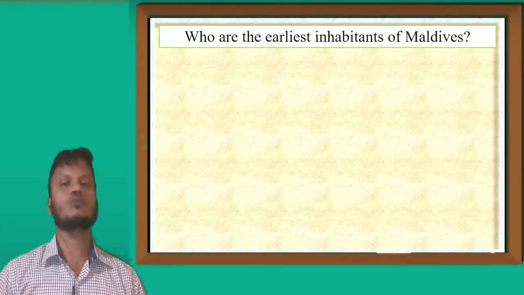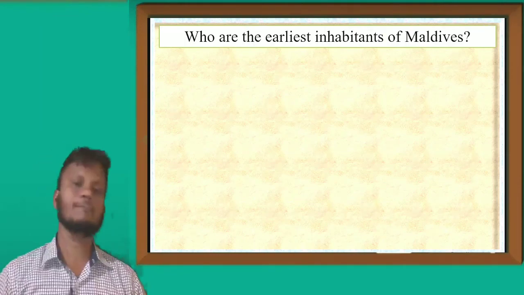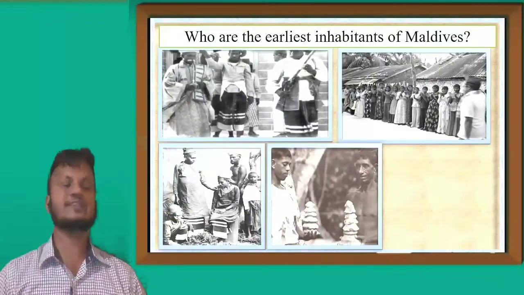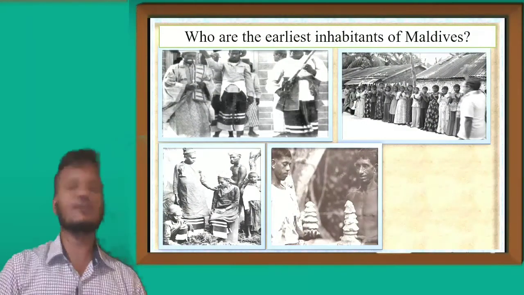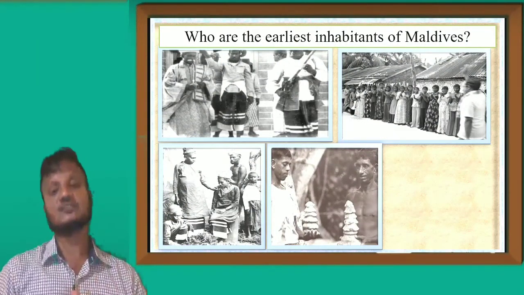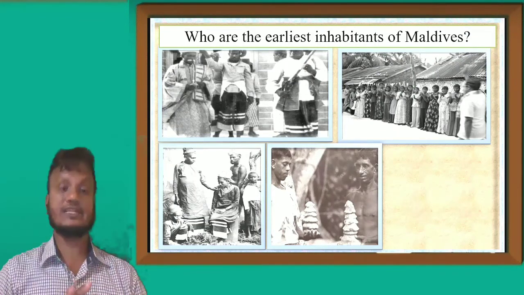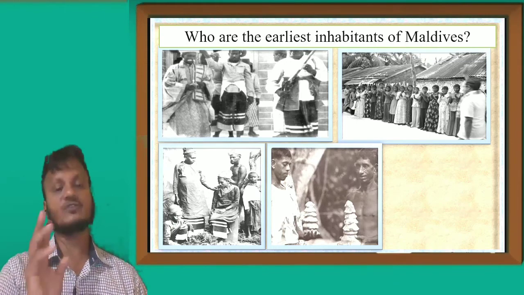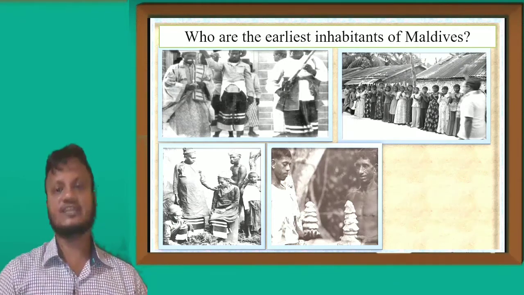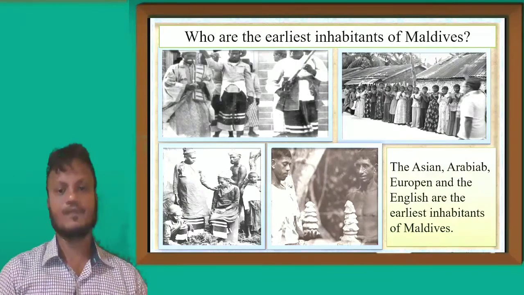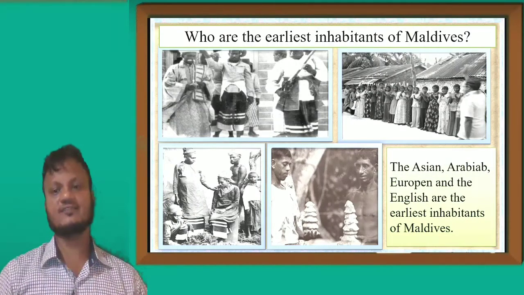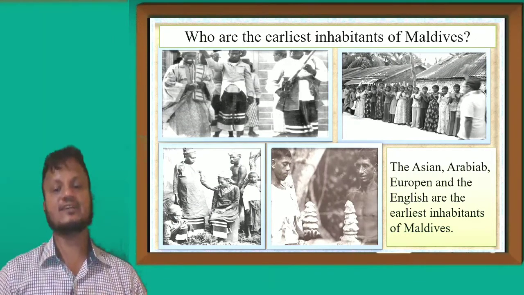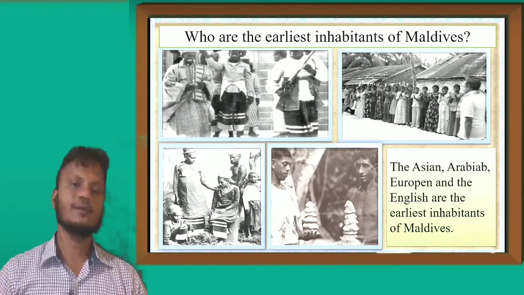Another is, who are the earliest inhabitants of Maldives? Now look at the screen. They are the earliest inhabitants who at first came to Maldives and started to live in Maldives permanently. Okay, so now I will introduce them to you. Who are the earliest inhabitants of Maldives? They are Asian, Arabian, European, and then English.